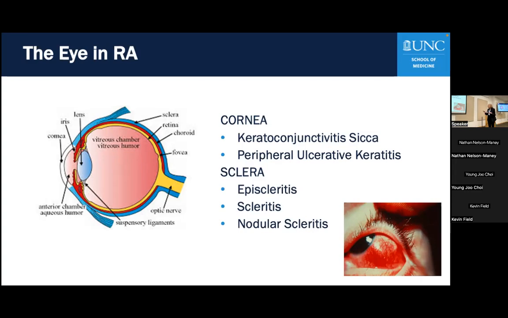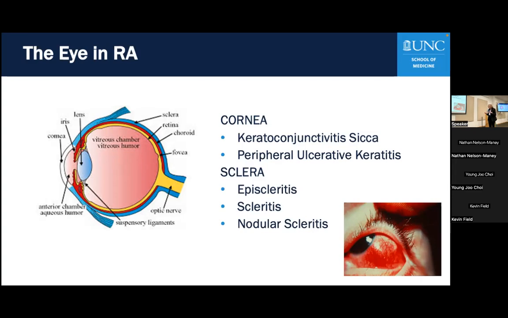The cornea can be involved, keratoconjunctivitis sicca, which is a very fancy word that means my eyes are dry. About 30% of patients with rheumatoid arthritis, and 30% of patients with almost every rheumatic disease, have dry eye. They can develop something called peripheral ulcerative keratitis, which means peripheral of the eye, ulcerative, causing ulcers, keratitis, inflammation of the cornea, which can be really destructive. And occasionally I'll see patients like that.